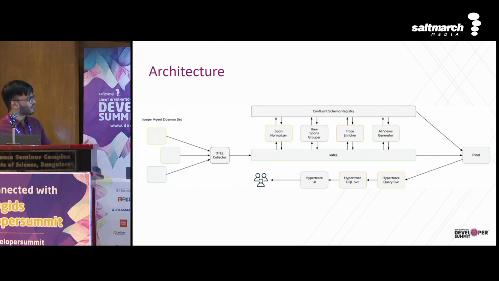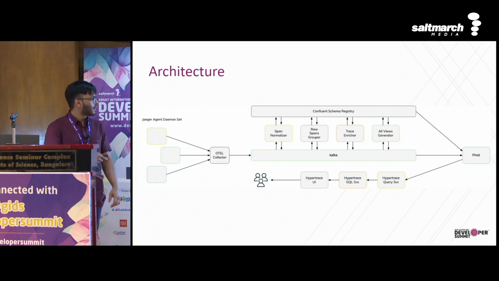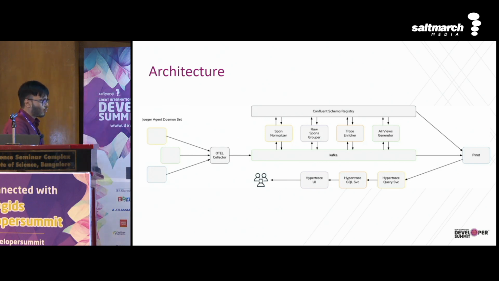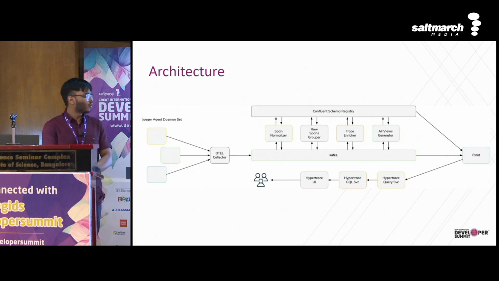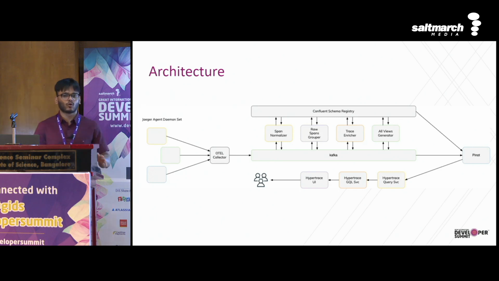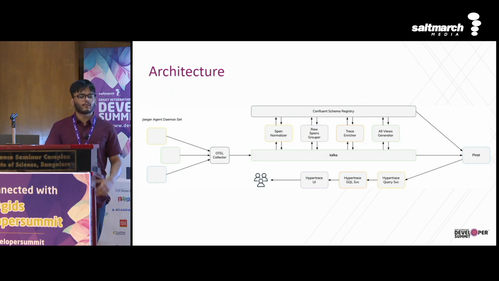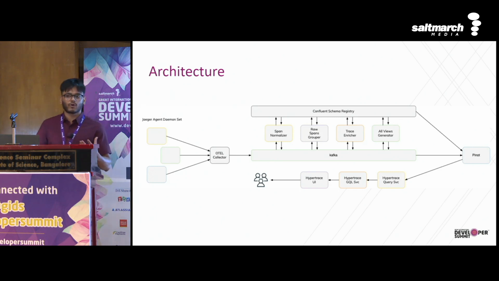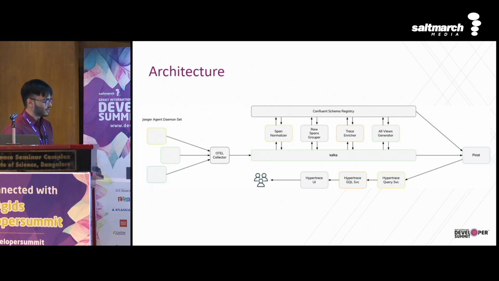Then we have the trace enricher, which does certain enrichment on these traces. Then the views generator creates views in our OLAP DB, which is Pinot. We typically need OLAP databases because users will do a lot of slicing and dicing on these traces. In raw form, traces are really powerful, but we have to enable users to query them. So we use Pinot here, and then we have the query layer itself.